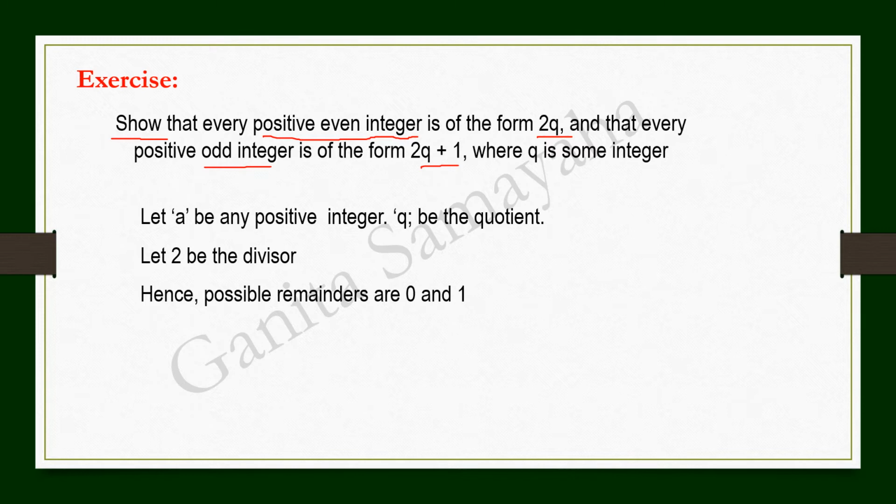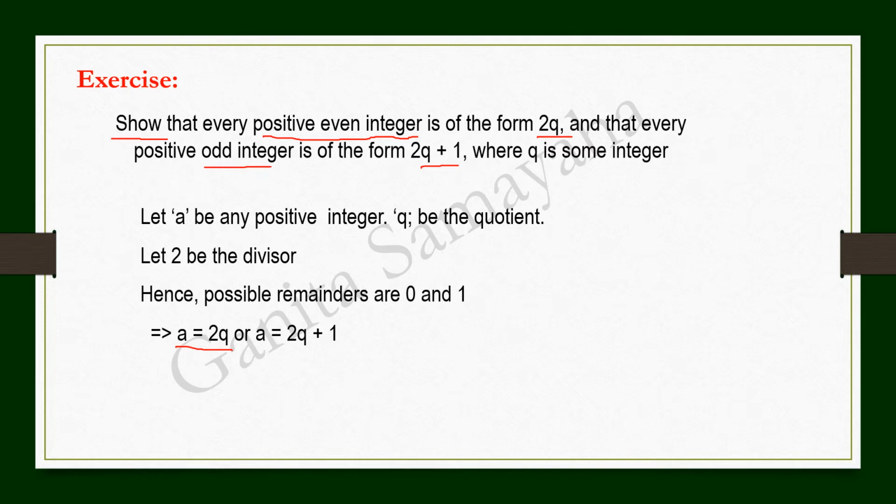So what can we write the number a as? a can be written as a equal to 2q or a equal to 2q plus 1. When you consider a equal to 2q, what does this mean, children? It means that this number a is divisible by 2. Isn't it, children? 2q means 2 into q.